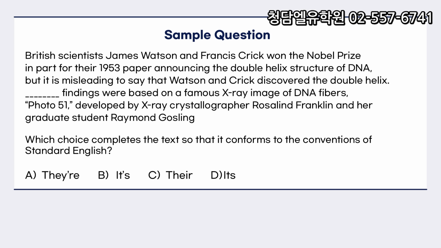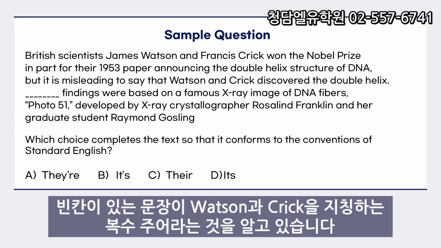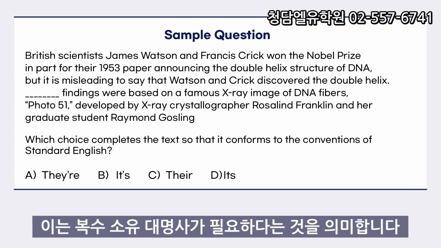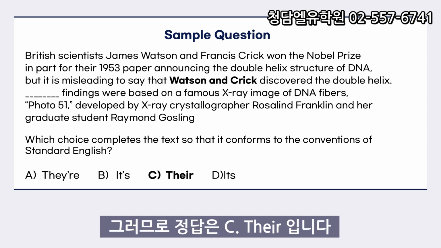Which choice completes the text so that it conforms to the conventions of standard English? A, there with an apostrophe. B, it's with an apostrophe. C, there. D, its. We know the sentence with the blank is referring to Watson and Crick, a plural subject. This means a plural possessive pronoun is needed. The correct answer, therefore, is C, there.